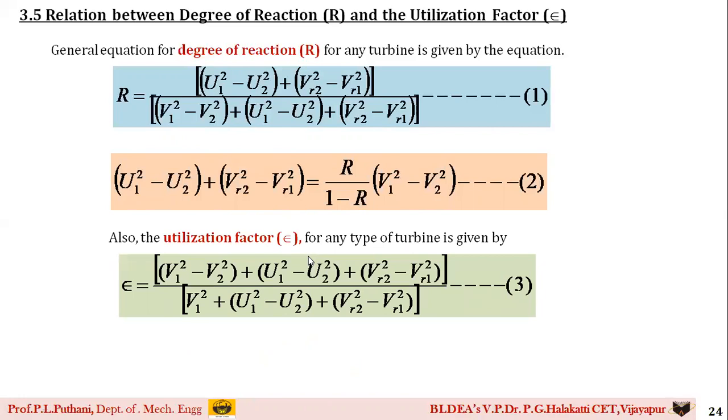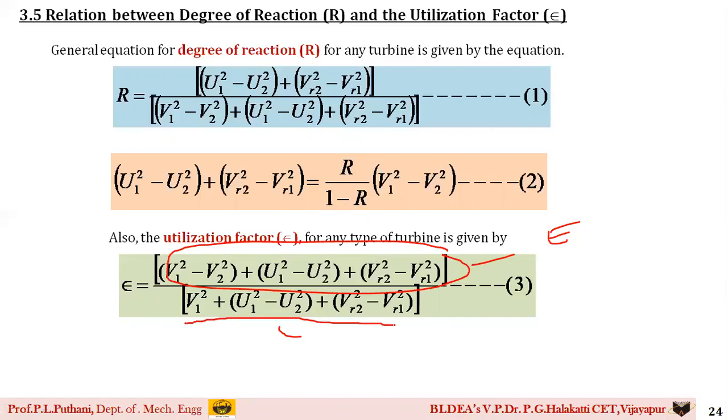Utilization factor is the ratio of the energy equation to the energy utilized: V1 square plus U1 square minus V2 square plus VR2 square minus VR1 square. This is the energy equation. In the numerator part, which you are observing right now, this is your energy equation available. And in the denominator part, the thing which you are observing right now, it is your energy utilized, which you can see here.